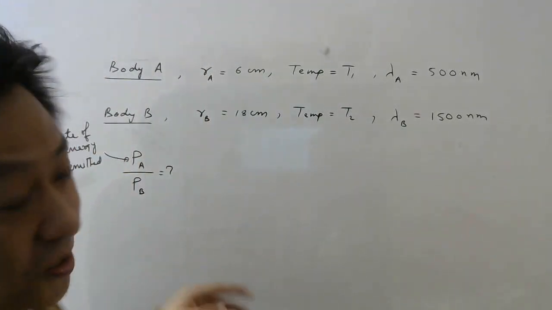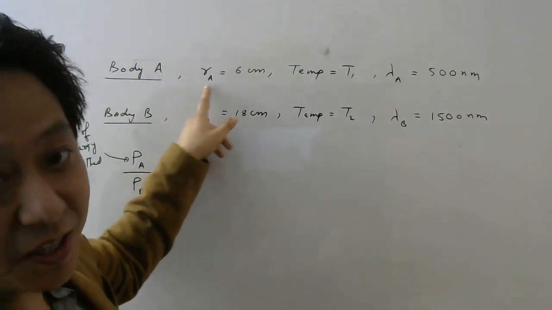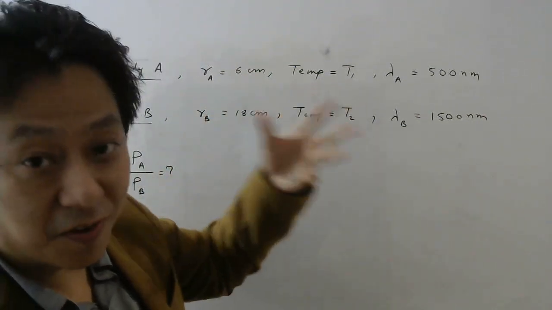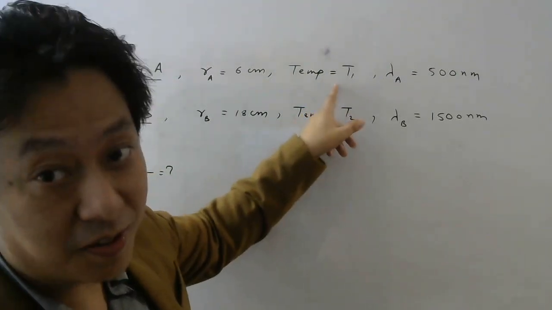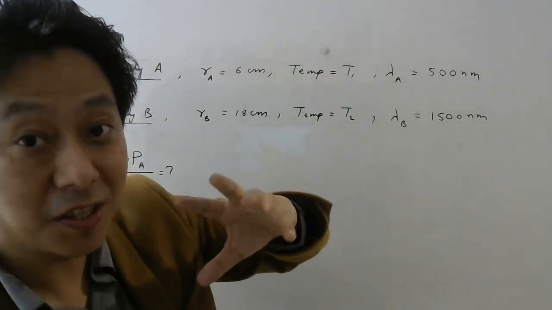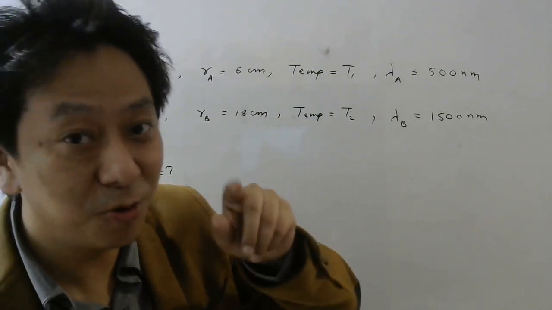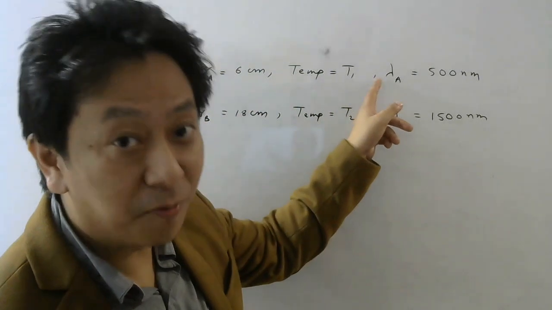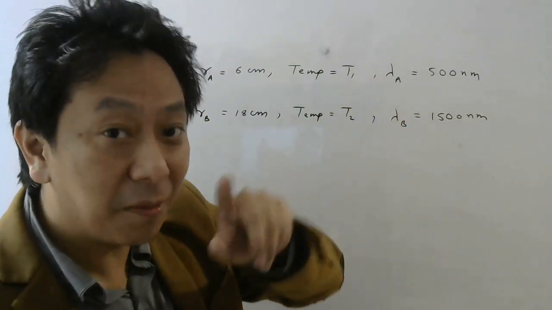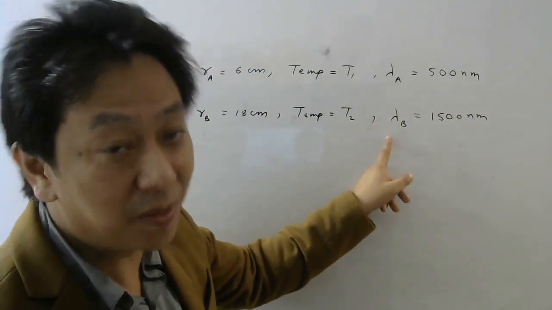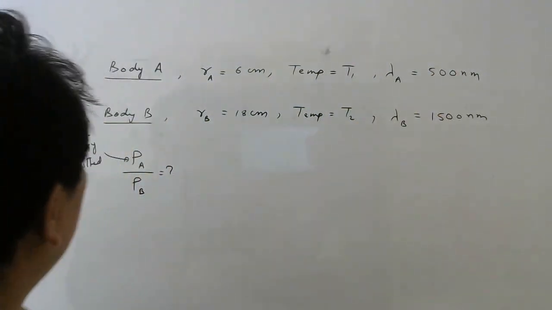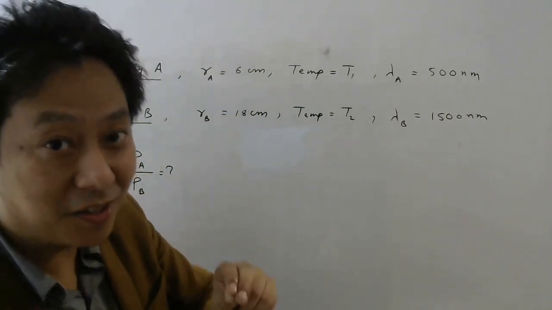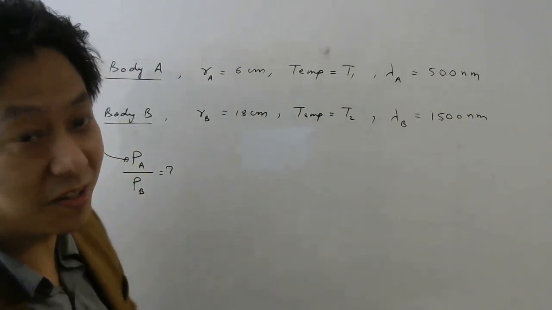Here is the given information. For body A, the radius is given as 6 centimeters, so it is a spherical body. Temperature is not given as a number, but it is given as a symbol T1. And the wavelength at which the intensity is maximum, which I usually write lambda m, but here two bodies are there, so I wrote lambda m for body A as lambda A and lambda m for body B as lambda B. So these are also given. We need to find the rate of energy emitted ratio. The rate of energy is nothing but power, right? Thermal power in this case.